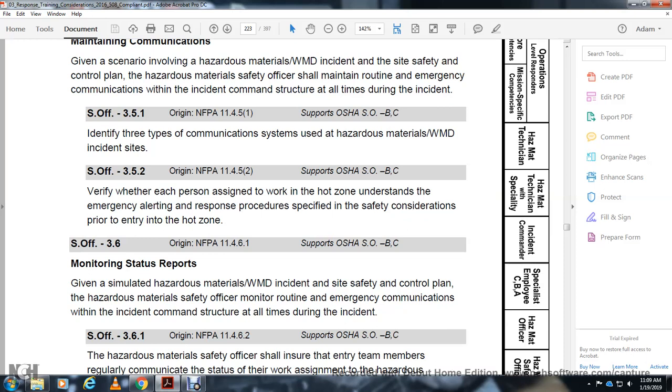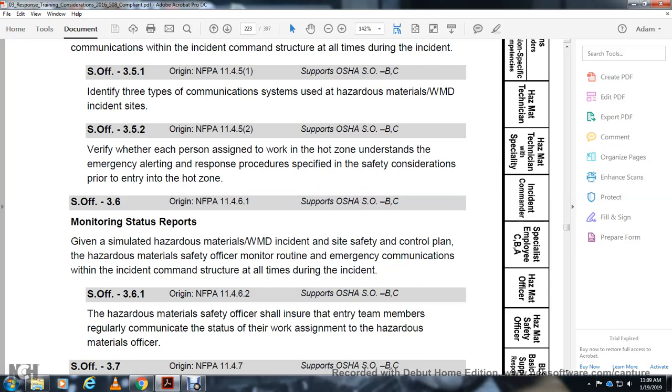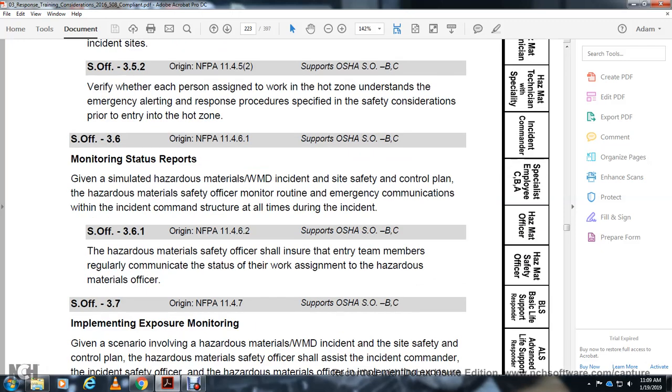Monitoring the status reports. Given the simulated hazmat weapon of mass destruction site safety control plan, the hazmat safety officer monitors routine emergency communication with the incident command at all times during the incident. The hazmat safety officer shall ensure that the entry team members regularly communicate with the staff about the working assignment of the hazmat officer.